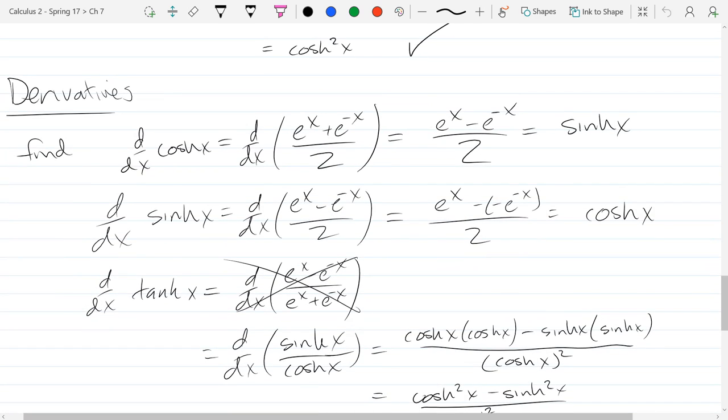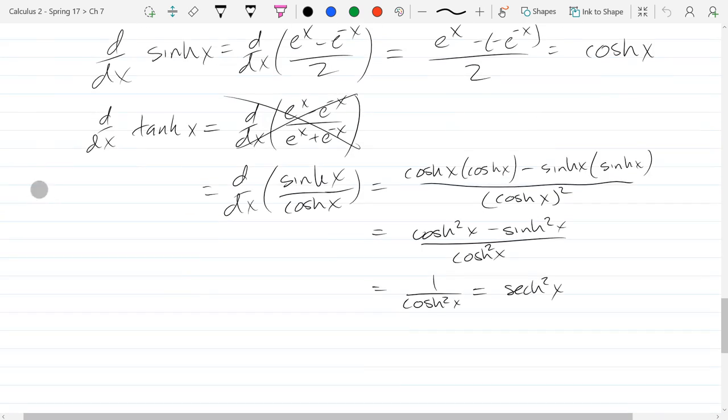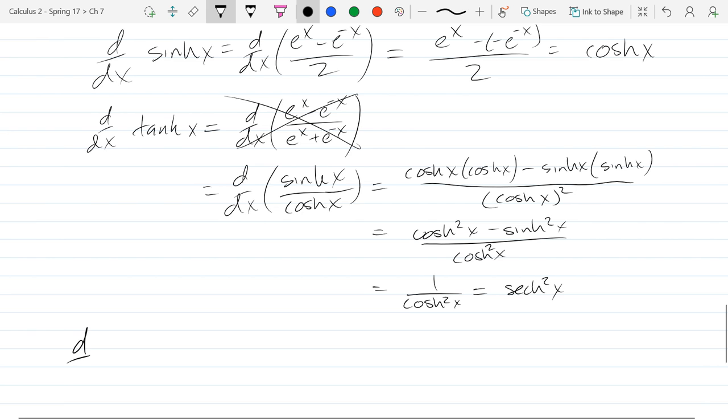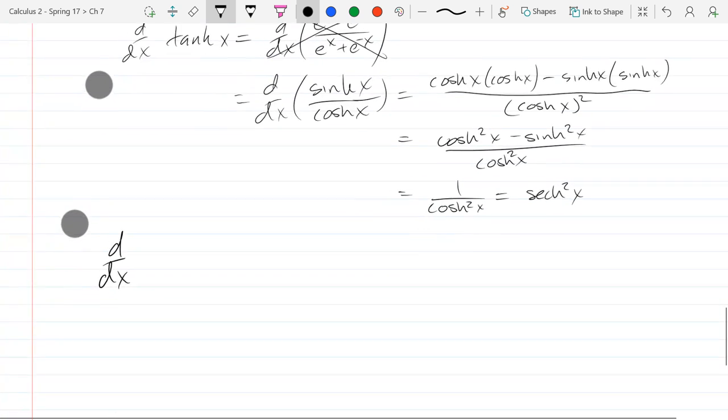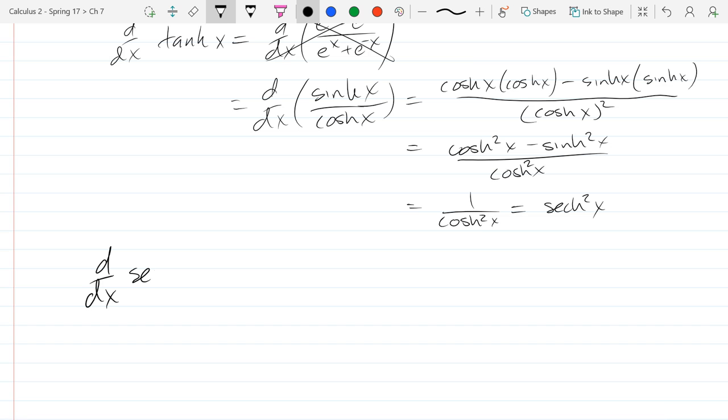We'll summarize them all at the end. How about that? So that's tangent hyperbolic is secant hyperbolic squared. Next up, cotangent. No. Cosine, sine. Let's do secant, hyperbolic secant.